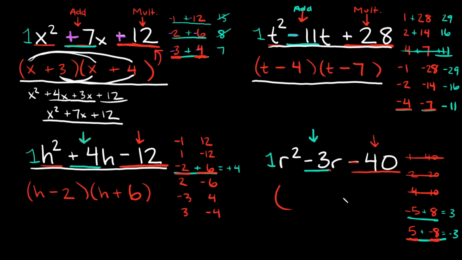So again, I'm going to draw my parentheses right here. And in this case, we have an r squared. So we're going to write an r right there and an r right there. And then again, we have a positive 5 and a negative 8. So I'm going to put positive 5 and negative 8, right? So then that would be your answer right there.